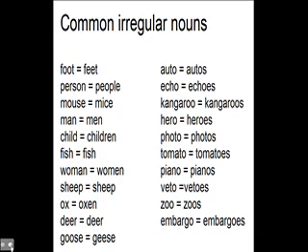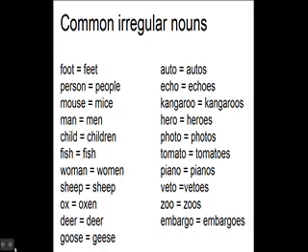Goose becomes geese. Auto, and this is one of those rules that we saw. Auto, we add the S after the O. Autos. Echoes, we see the consonant H and then the O, and then we add the ES. That was one of the rules that we encountered. Kangaroo, same thing. We have a vowel sound doubled up, we just add the S. Hero, again, the consonant R before, so it becomes heroes. Photo becomes photos. Tomato becomes tomatoes. Piano, pianos. Veto, vetoes. Zoo, you get the drift.